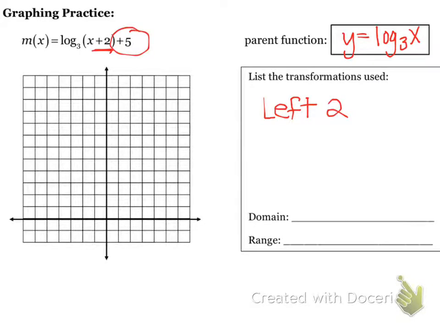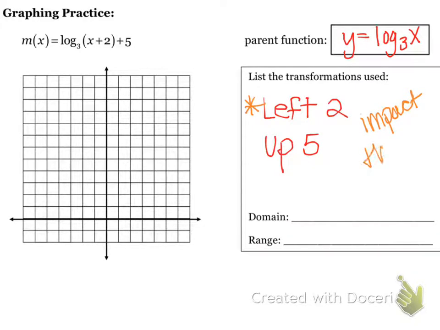And out here with y is going to be up 5. Now, again, think of it differently with a log. Our left and right are going to affect or impact the vertical asymptote.